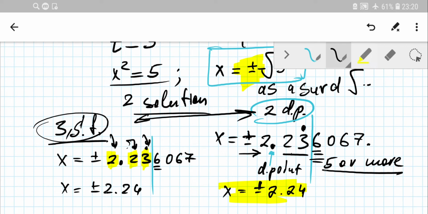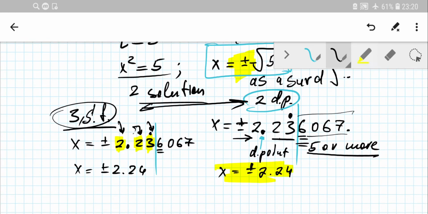If it's less than 5, let's say instead of 6 there were a 4, you simply cut the rest and erase it. You erase this part entirely and do nothing with the 3. You leave your answer as 2.23. Okay, so you got it, I hope.